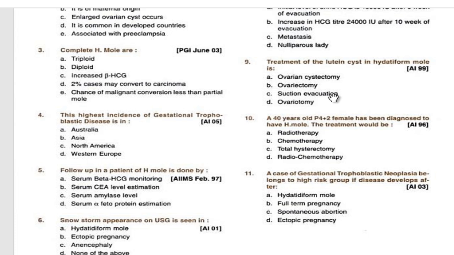They will ask you what is the treatment of choice for any mole, irrespective of the gestational age of the particular pregnancy. It will be suction and evacuation, and you have to decide what you have to do. For example, let's see the next question. A 40-year-old patient, P4+2 female, has been diagnosed with HM. What do you do now? Now you're not going to do a suction evacuation. Obviously now you're going to do a total hysterectomy, because she has already completed her family size and you don't need to preserve her uterus anymore. So you need to decide what to choose depending on the situation.